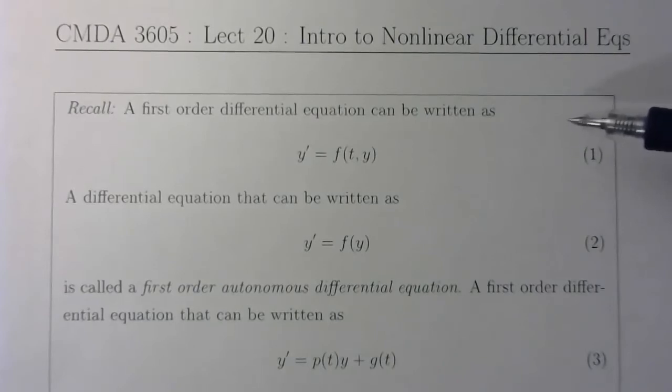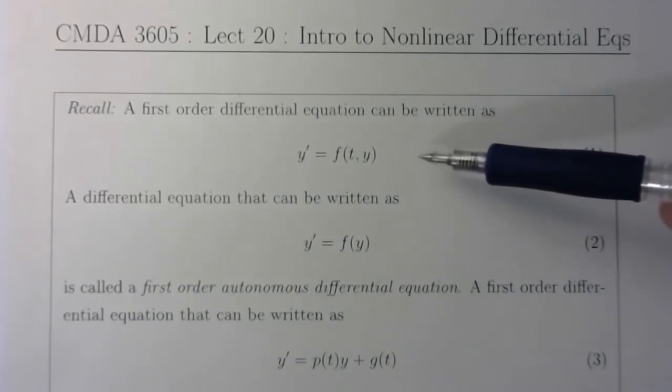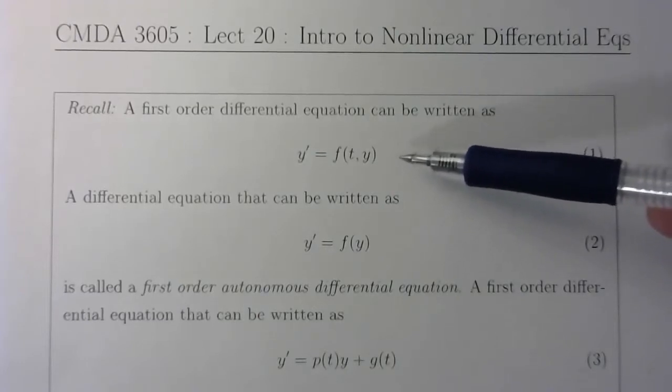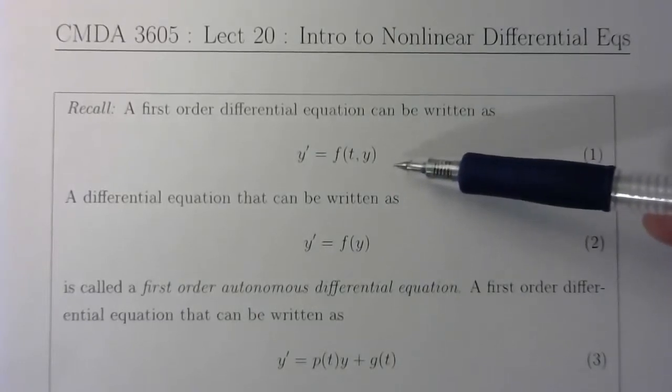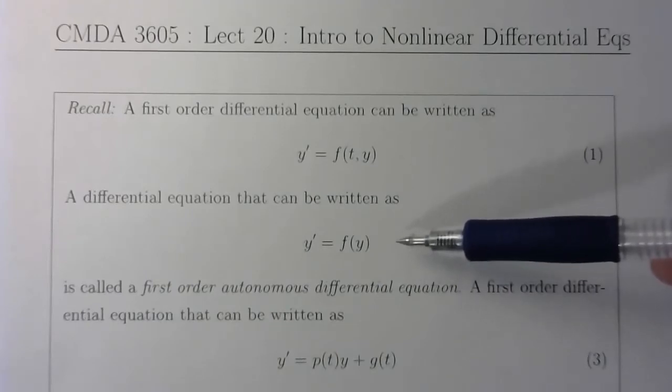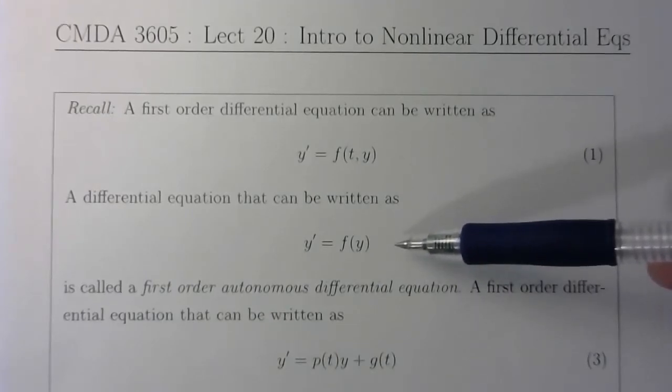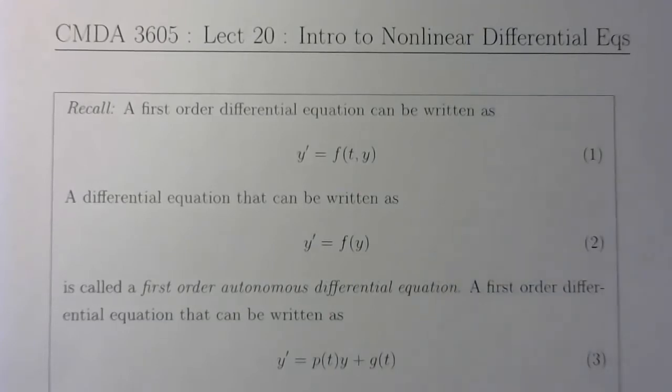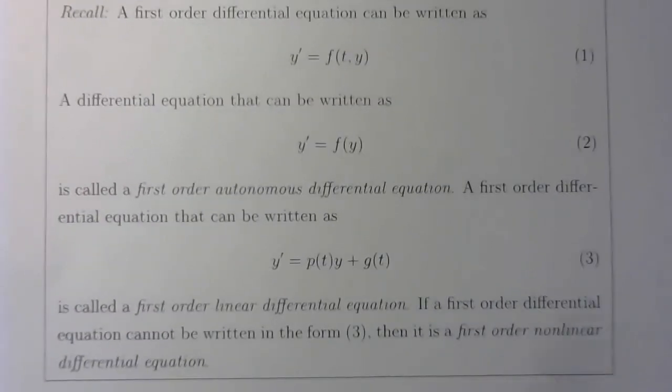Let's remember these definitions that we talked about previously. A first order differential equation is just y prime is equal to some function of t and y. And this differential equation is called autonomous if it doesn't depend explicitly on time. And it's considered to be linear if it can be written in a special form. If it can't, then it's nonlinear. We're going to talk about functions like that today.